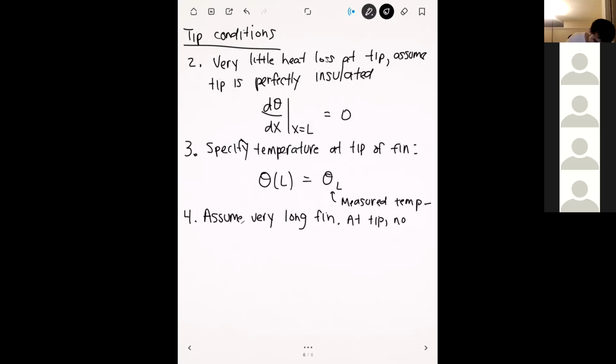Is that similar to the second condition? It is very similar to the second condition. But mathematically, it works out differently for 4. So 4 ends up being much simpler mathematically, which is the one that we end up using. But physically, it basically means the same thing as condition 2.